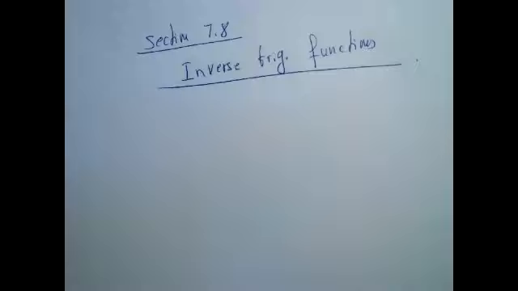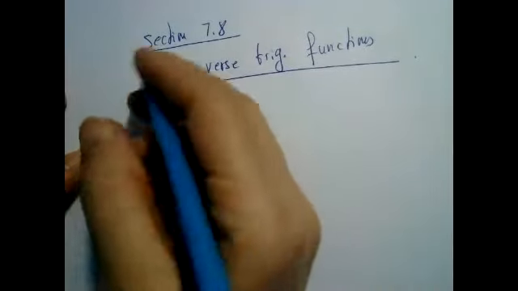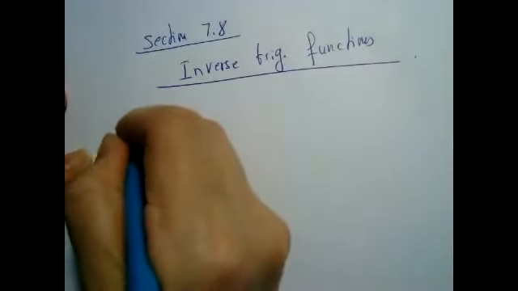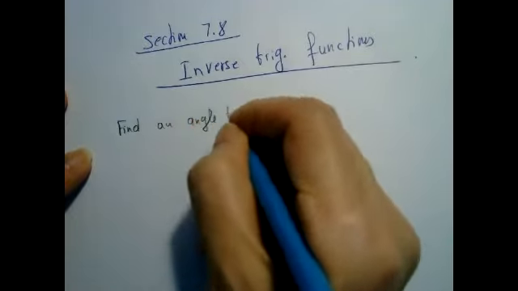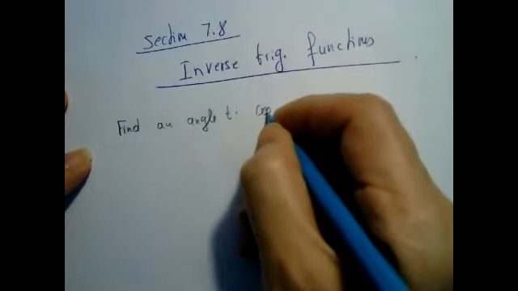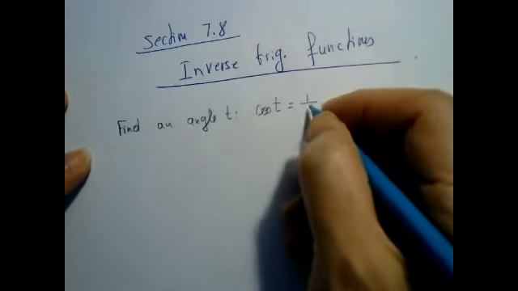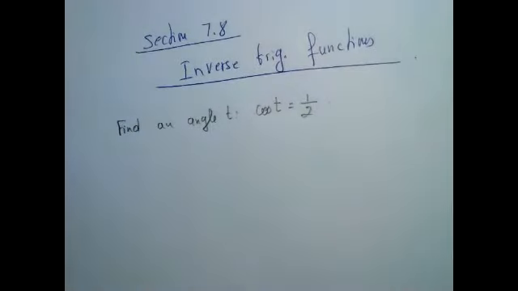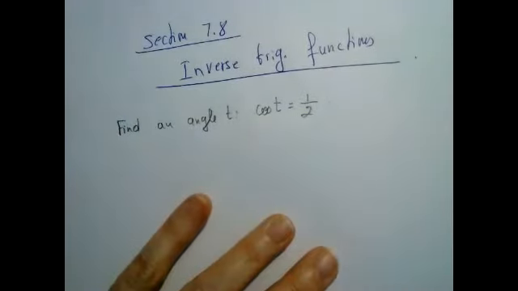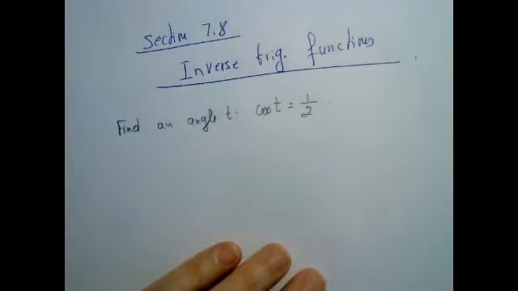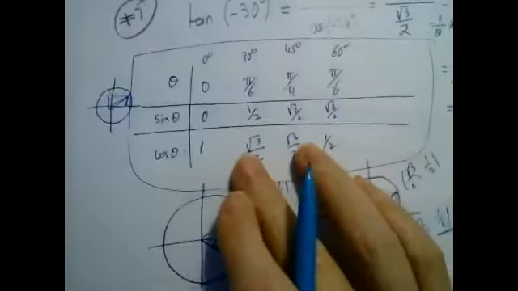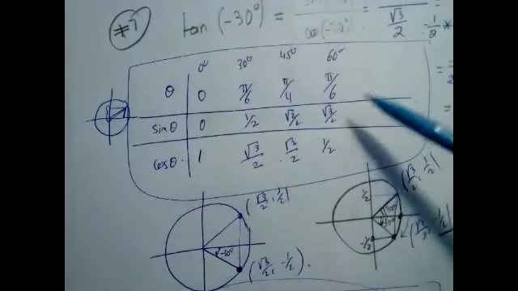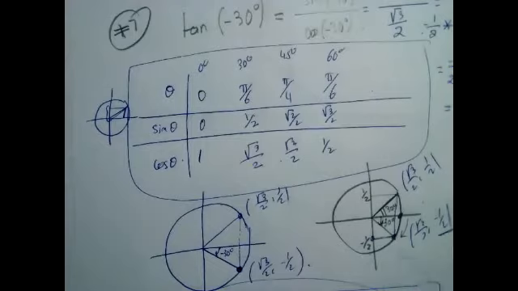Suppose I ask you the following question, okay? Give me an angle theta or t, find an angle t such that the cosine of t equals 1/2. Give me an angle whose cosine is 1/2. Is this an easy or a hard question? Who can give me an angle whose cosine is 1/2? When I evaluate the cosine, I get 1/2.